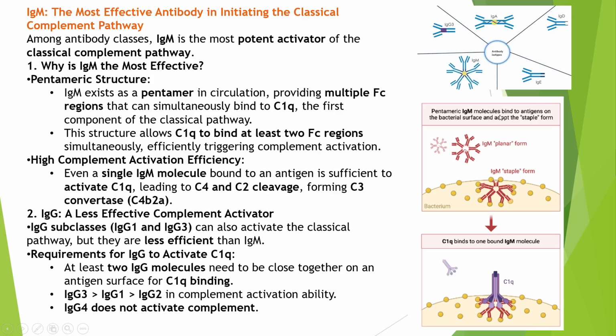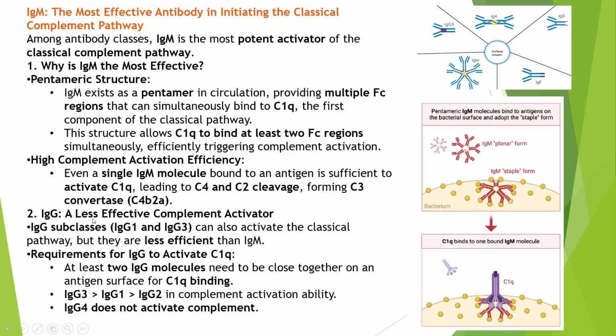The pentameric IgM molecule binds to the antigens on the bacterial surface and adopts the staple form. So you can see here, this is in the circulation. This is the pentameric form in the circulation, which is also a planar form. Once it binds to the antigens, it takes a staple form. You can see how the structure of the pentamer has now changed.